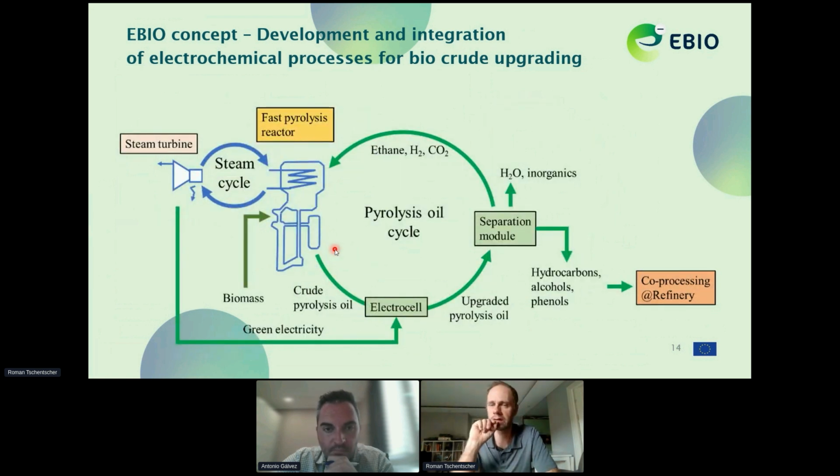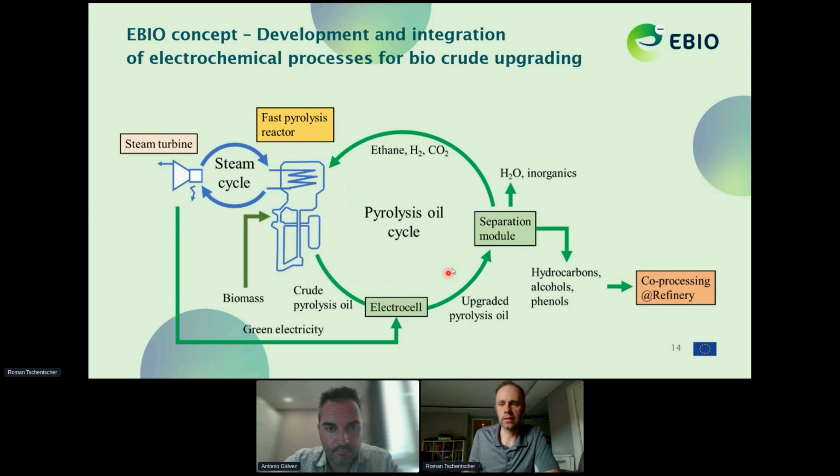For the pyrolysis liquid, it's a bit simpler. We basically produce the pyrolysis liquid. Initially, we thought we could directly run it through a cell, but now we have decided to rather do a fractionation of the water fraction, the acids, and the lignin fraction, and run them separately to the electrochemical cells, mainly because they need quite different conditions, and the target reactions are also actually different.